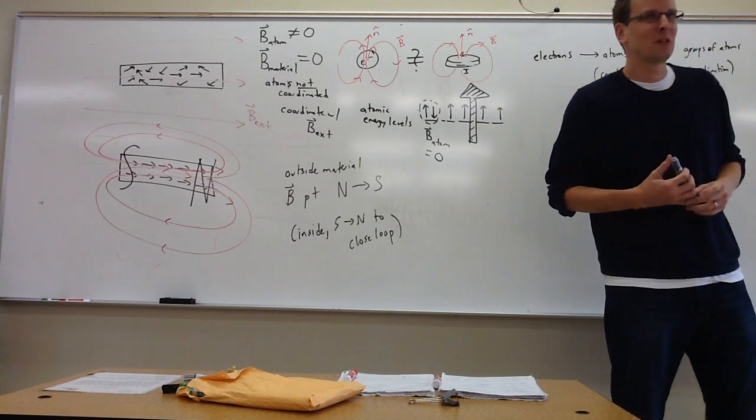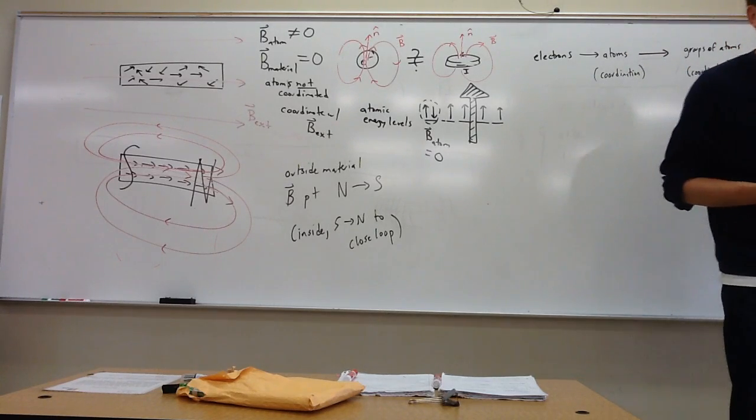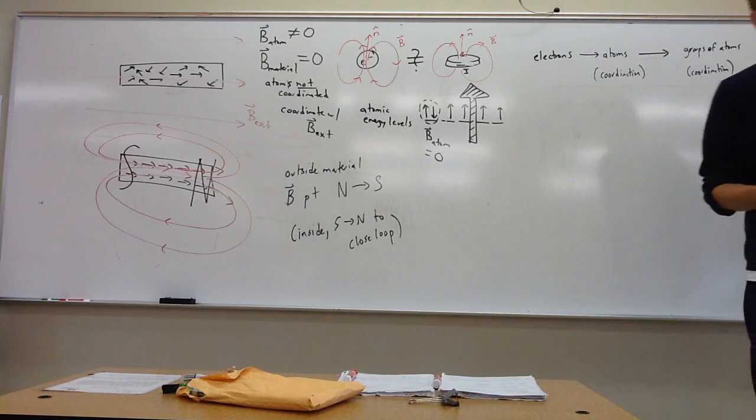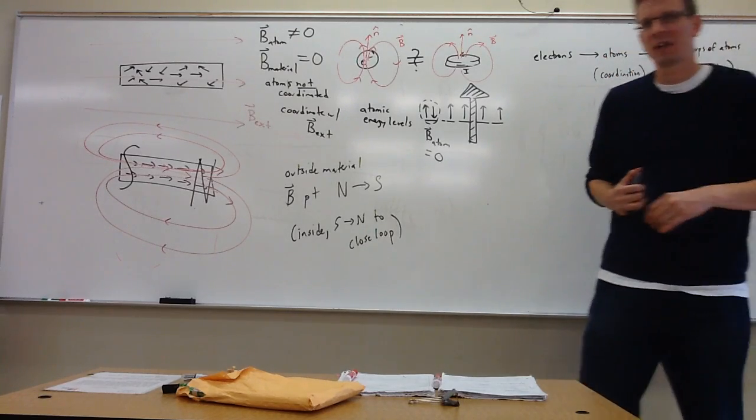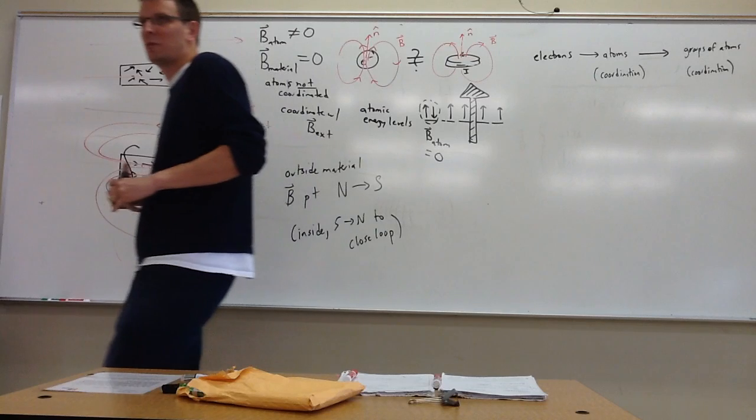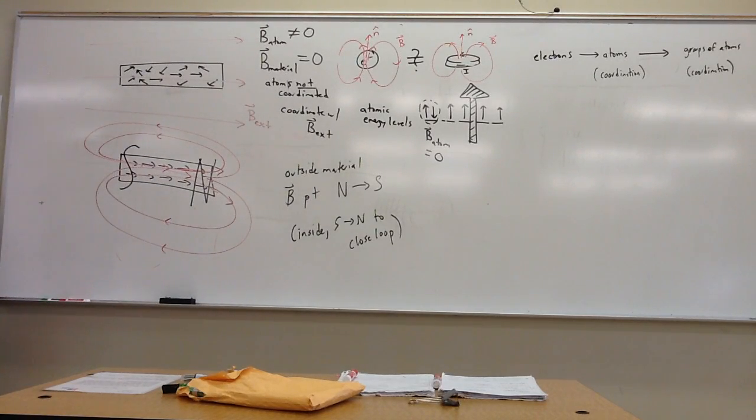So, of course, you're not normally inside a magnet, right? Literally inside the material. Can't get in there. There's material to block your way. You're normally sitting outside a magnet, and then the magnetic field will point from the North Pole to the South Pole. Okay.